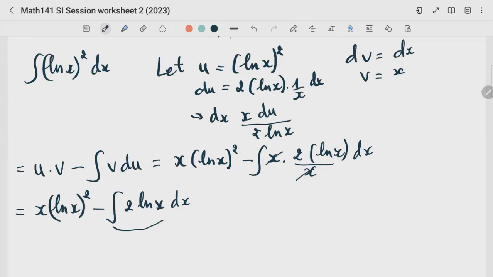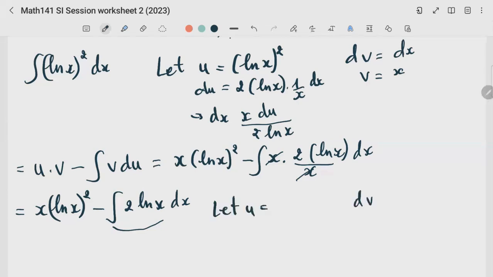What are your suggestions, guys? Come on, what do you think? Use integration by parts again. Integration by parts again, right? So what should we use as our u, and what should be our dv? And ln x should be u and dv should be 2dx.